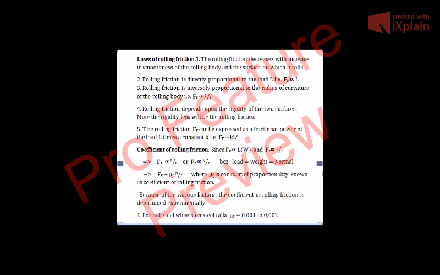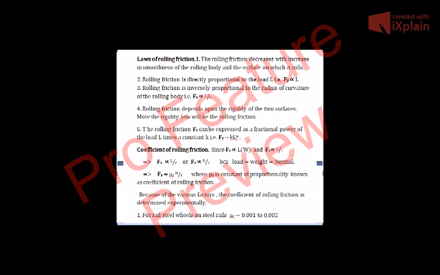The rolling friction Fr can be expressed as a fractional power of the load L times a constant K. That is, Fr is equal to K L raised to the power N. K is a constant. Its value can be assumed by experimenters.